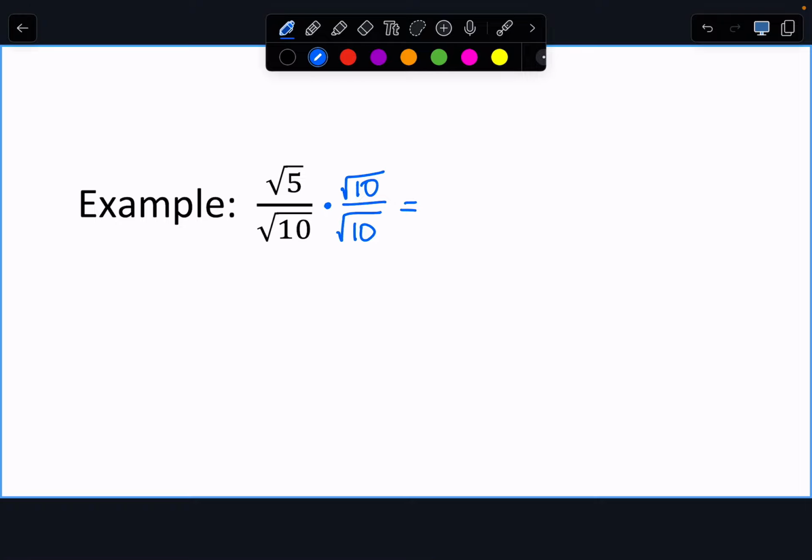And then why do we do this? So we have the square root of 50 over, what does the denominator become? The square root of 100, which is 10. The whole point is that our denominator is no longer a radical.